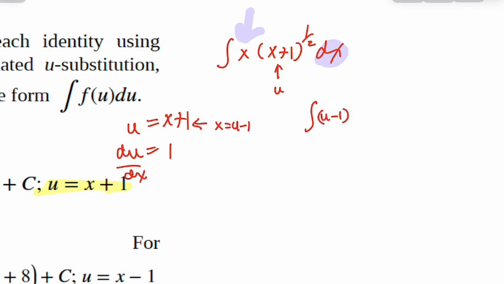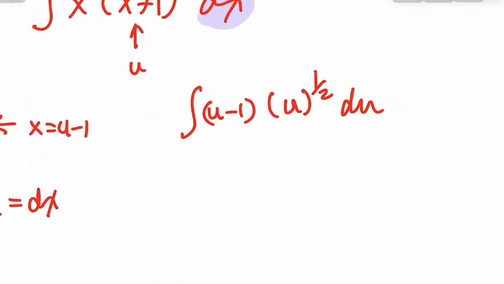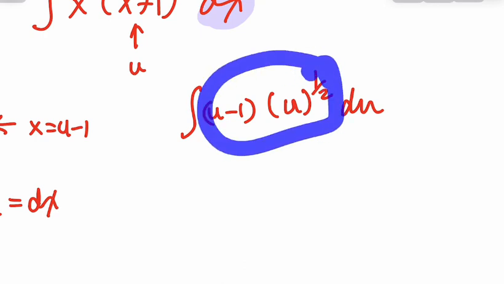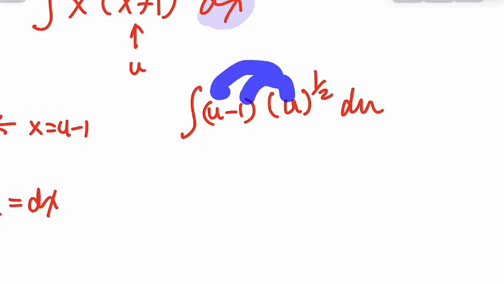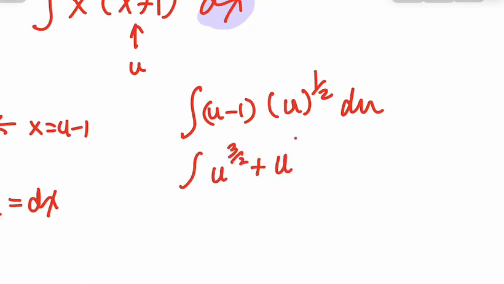We know that the x plus 1 in this parenthesis is replaced with a u. And then we know dx is equal to du. So now every x in the problem has been replaced with u's, and it should now be integrable. Back when we first were learning about derivatives, we never left it like this. We can distribute. So we get u to the 3/2 minus u to the 1/2 du.